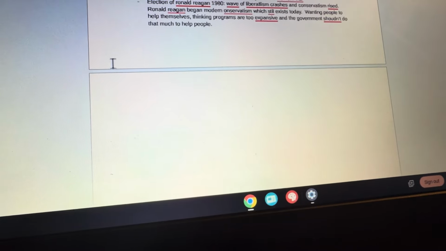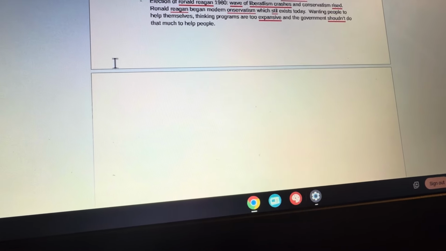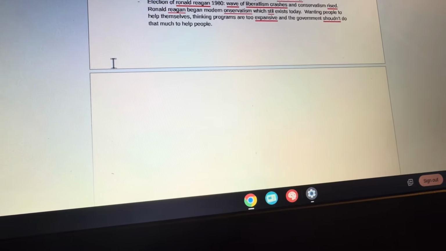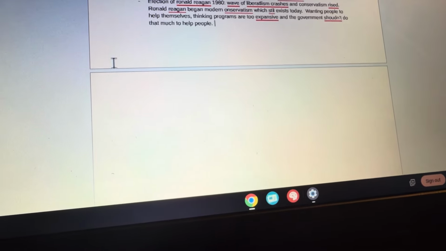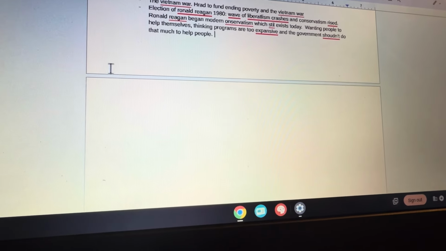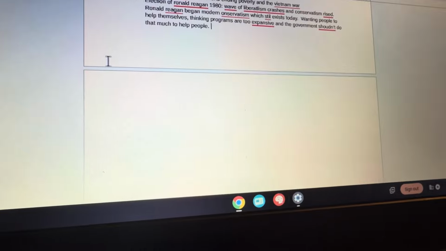And then the decline. The Vietnam War had to be funded. Oh my gosh. The Vietnam War made it hard to fund ending poverty and the Vietnam War, so it was hard to fund both.